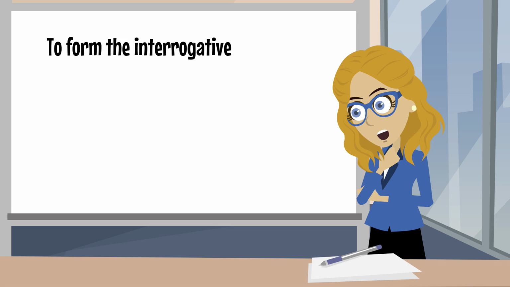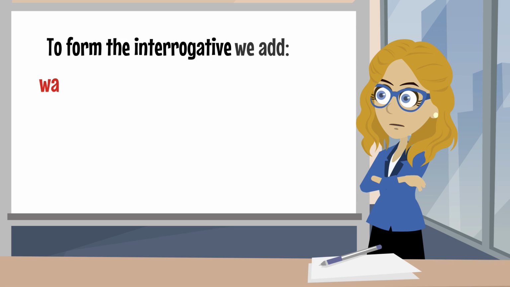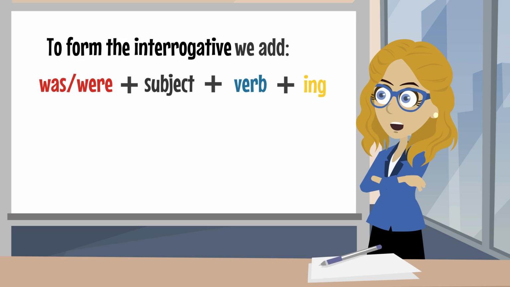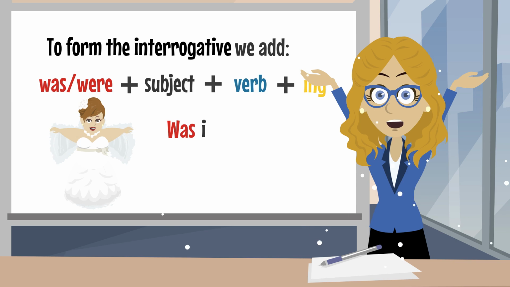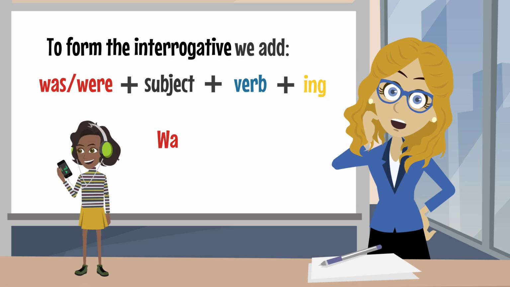To form the interrogative, we add was or were plus subject plus verb plus ing. Was it snowing? Was she working?